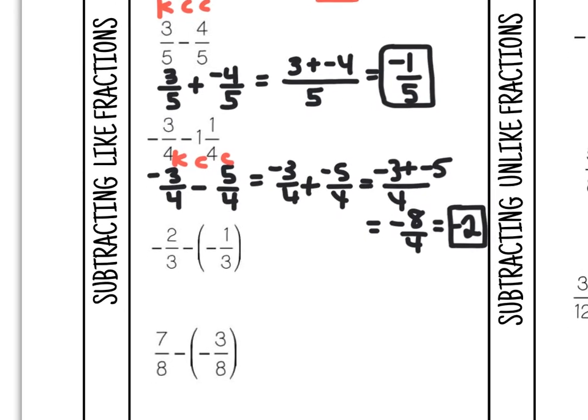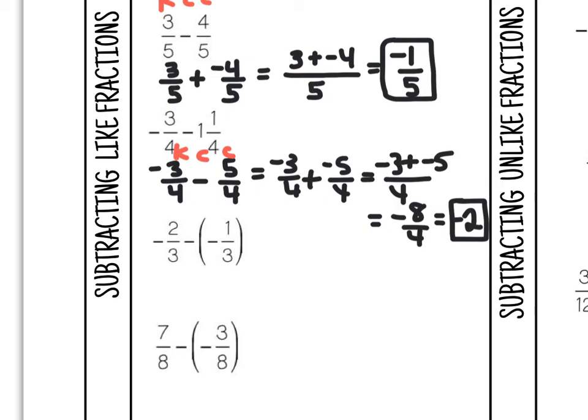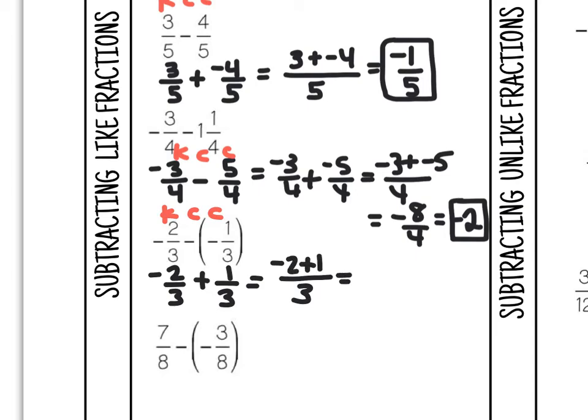Okay, and then on the next one, it's subtraction. So again, we have to do our keep, change, change. You keep the first fraction, and then we change the minus to a plus, and then the negative 1/3 to a positive. Now they have the same denominator, so it's 3. And then we go ahead and combine the numerators, and that's going to be negative 1/3. And that's our fraction in simplest form.